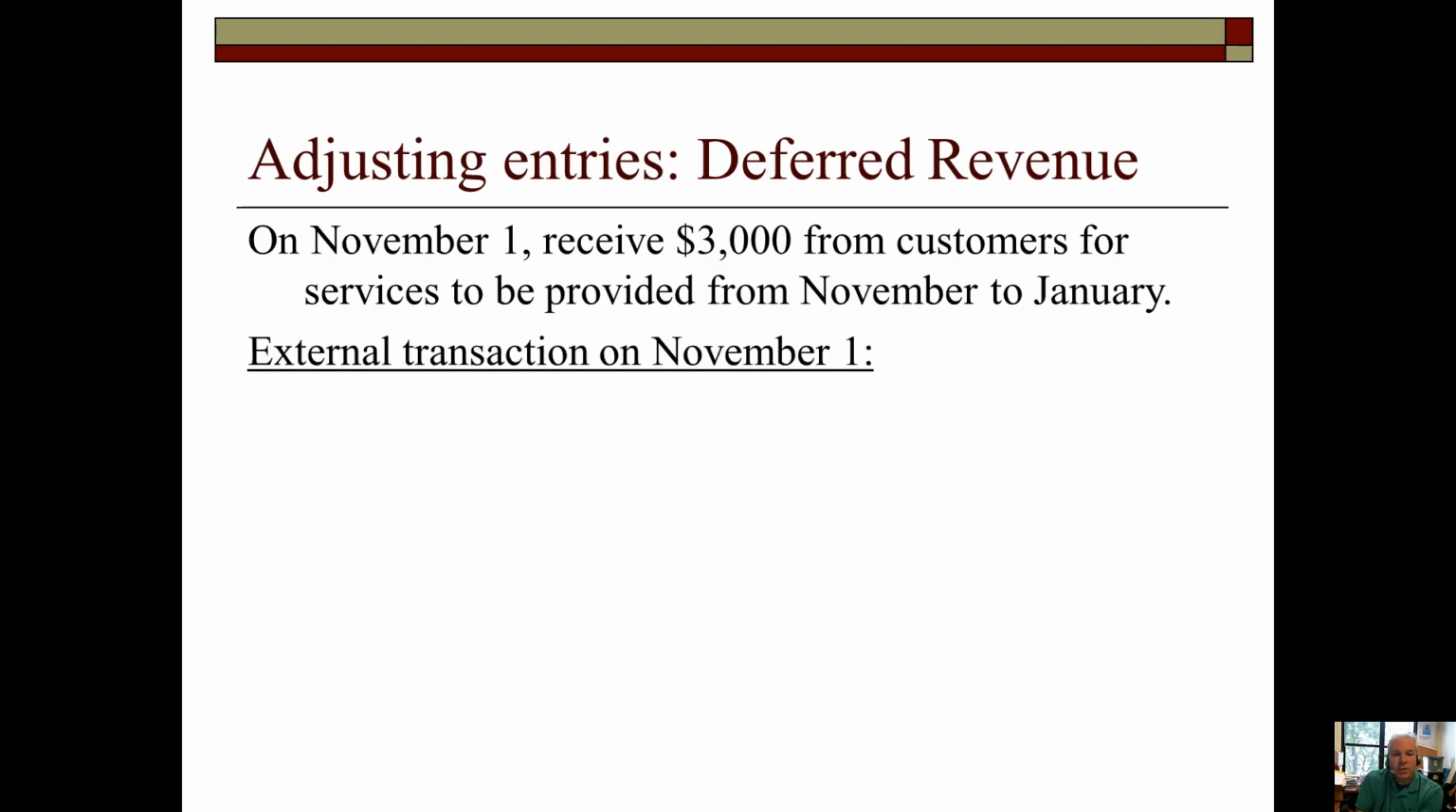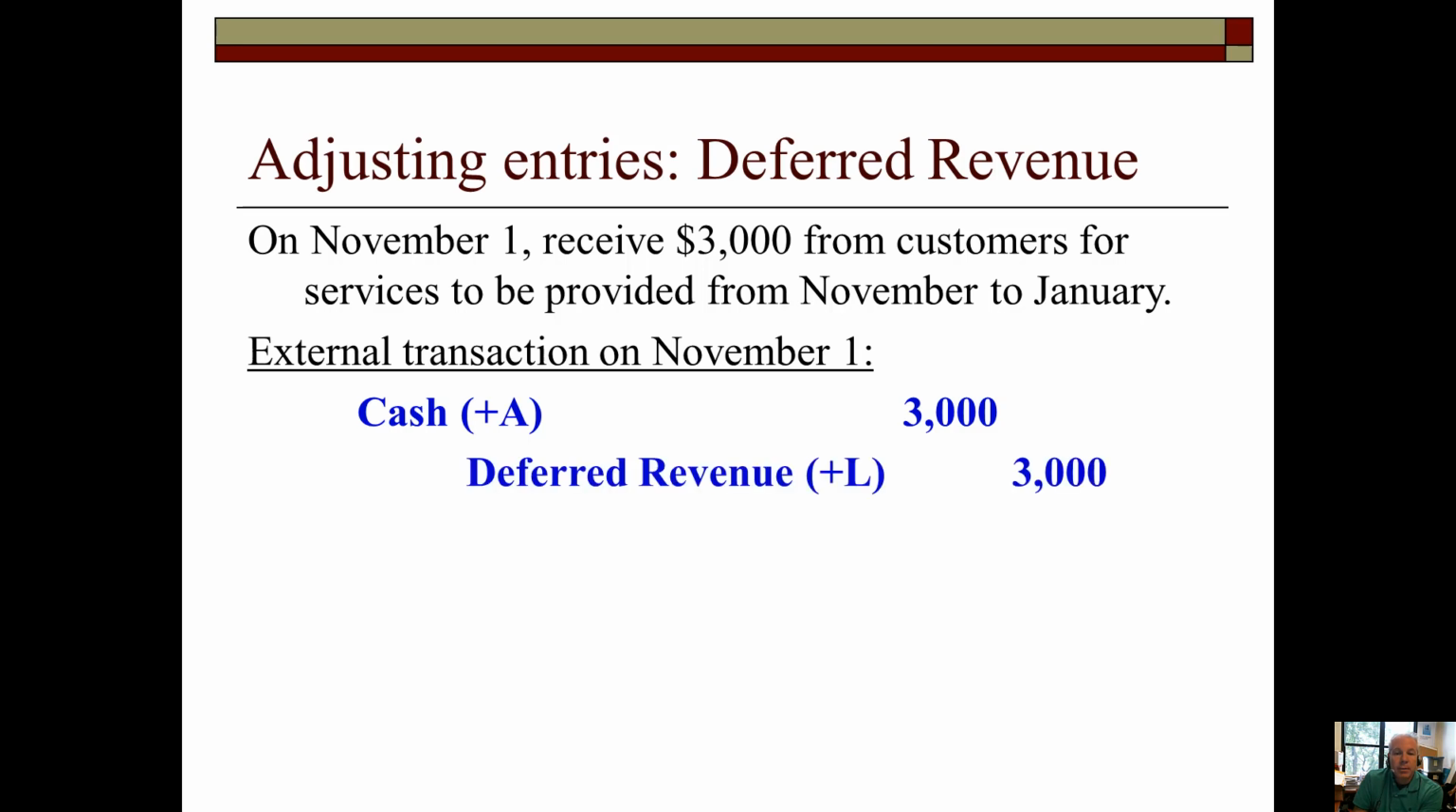So the external transaction is where the cash is received. That's received on November 1st. So the cash asset is increased for $3,000, and we set up that obligation. Remember, we received the cash, but we're not going to earn it until a future period. So we'll set up a cash asset for $3,000 and a deferred revenue obligation liability for $3,000.